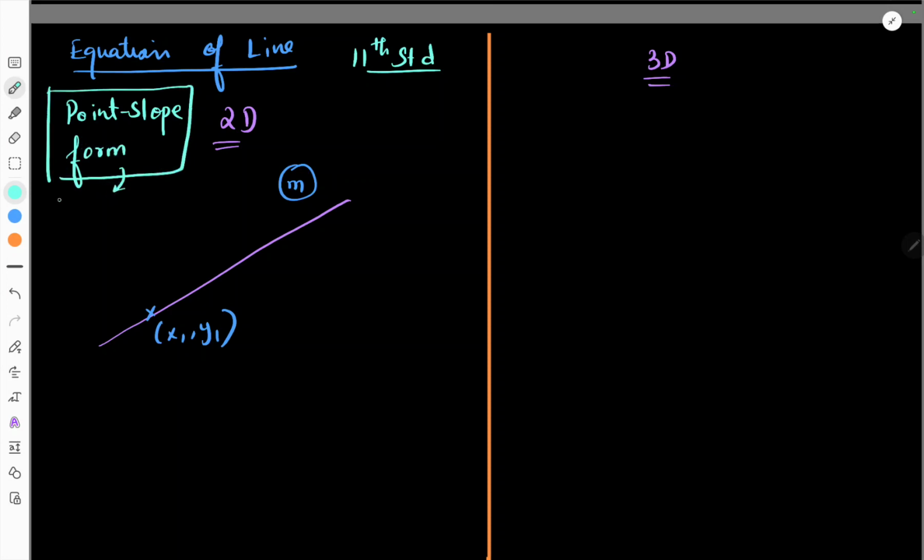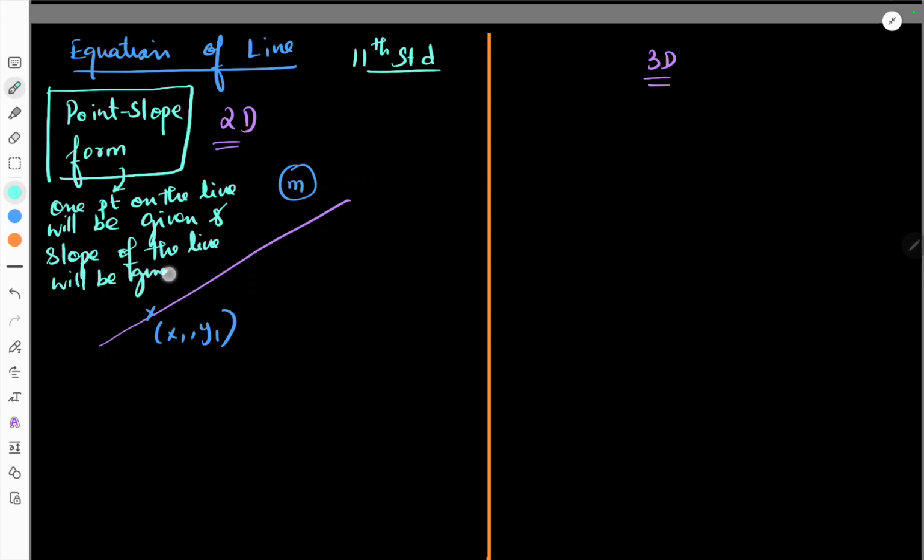So point slope form is nothing but one point on the line will be given, and slope of that line will be given. If these two things are given, then easily we can write the equation of line. I can take one point x comma y. This x comma y is a moving point. It can be anywhere. So this is the fixed point.